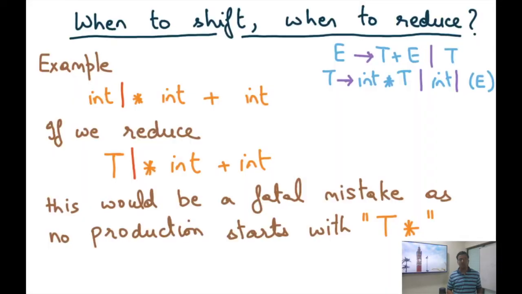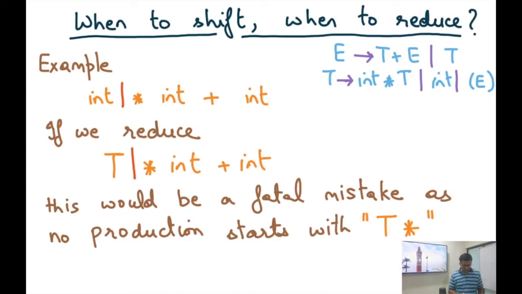We have our usual grammar, which is the grammar of expressions, and we have the string int star int plus int. The red line separator represents our cursor, and I could either shift this separator to the right or I could reduce at the top of the stack on the left. We also said that the left substring can be represented as a stack, and so I could either reduce at the top of the stack or I could push to the stack by shifting.